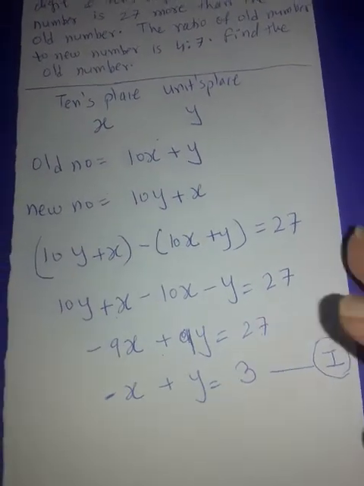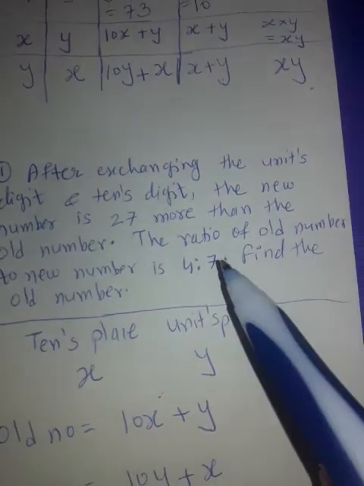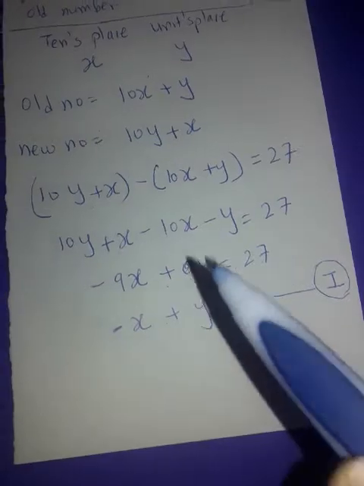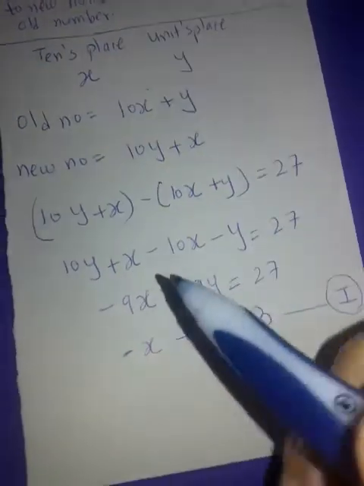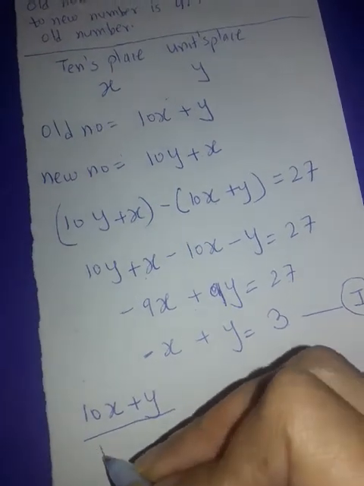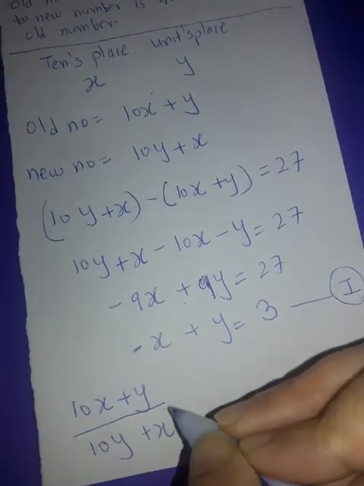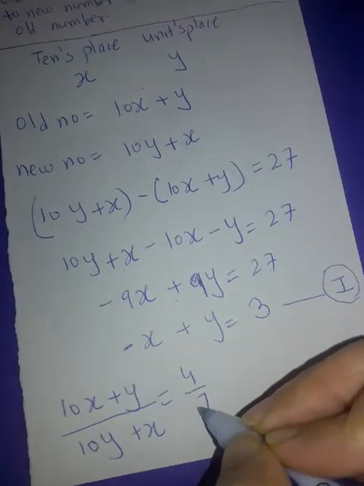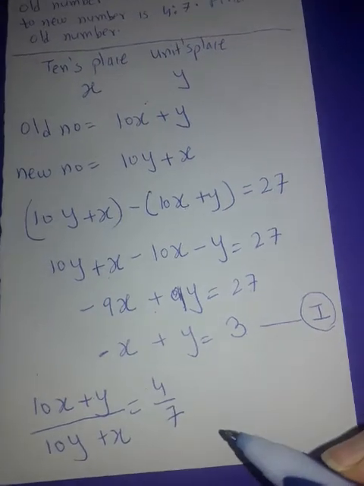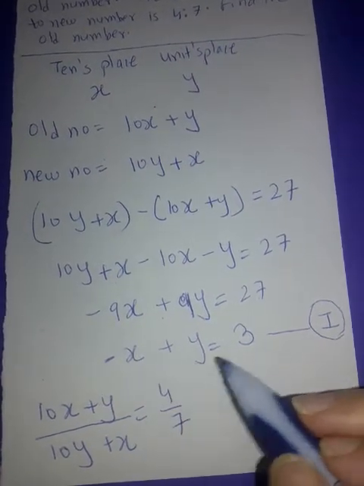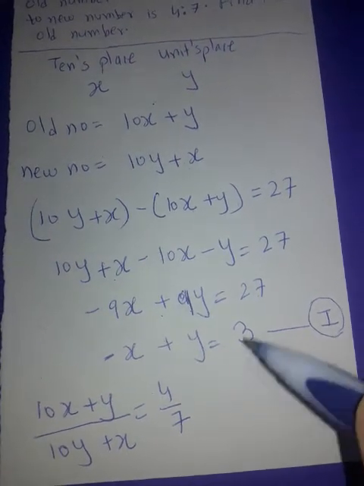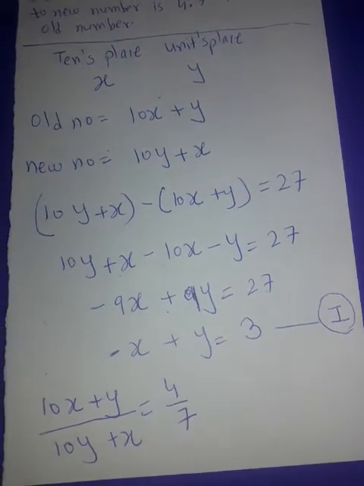So I need one more relation now. And what is that relation? The ratio of old number to new number is 4:7. What is the old number? 10x plus y. The new number is 10y plus x, and their ratio is 4:7. So what can I do? I can do cross multiplication, and then I can simplify and form one more equation. I am doing it in my working. You also do it in your notebook, and then we will match it.